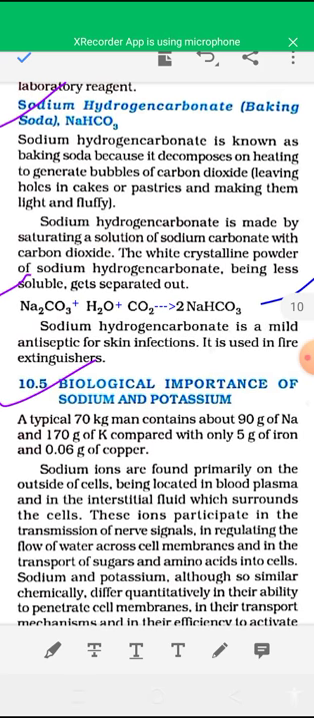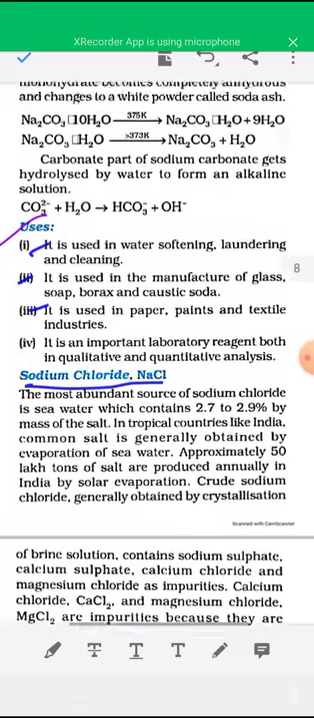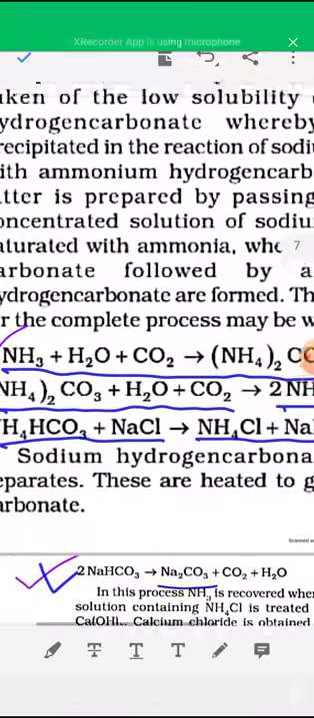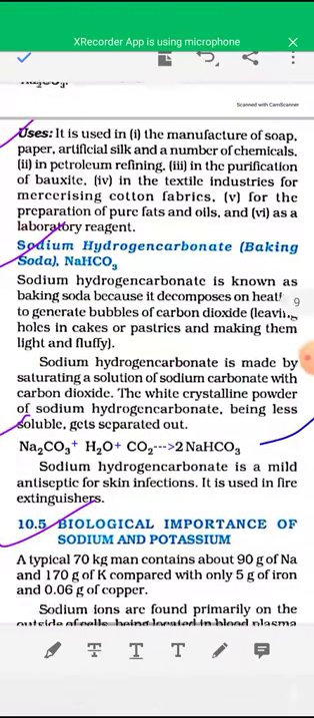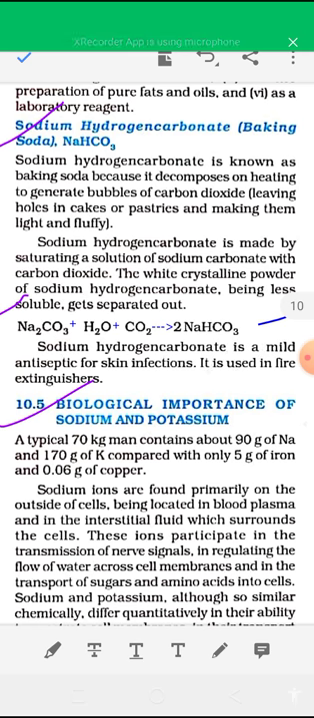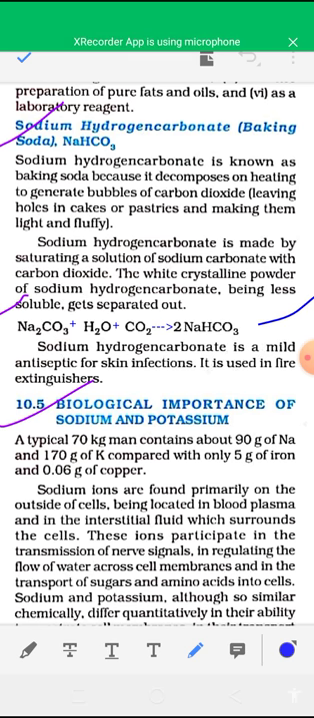Then sodium hydrogen carbonate, NaHCO3, is also known as baking soda. Washing soda and baking soda, both you have to read. Baking soda, NaHCO3, is obtained from sodium carbonate. When sodium carbonate, Na2CO3, reacts with water and carbon dioxide, it will produce sodium hydrogen carbonate. Sodium hydrogen carbonate is made by saturating a solution of sodium carbonate with carbon dioxide. The white crystalline powder of sodium hydrogen carbonate, being less soluble, gets separated out.